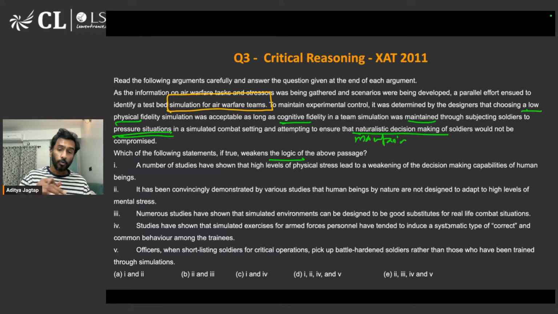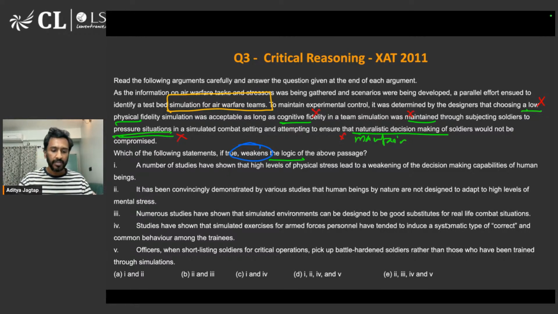Right. So to weaken this logic, we need some option which will say that low physical fidelity is not a good idea, or maybe it cannot be done, or maintaining cognitive fidelity is not a good idea, or maybe it cannot be done, or under pressure situations maintaining naturalistic decision making is not a good idea, or it cannot be done. We are looking for some option to say that, and that kind of option would weaken the logic of the above passage.